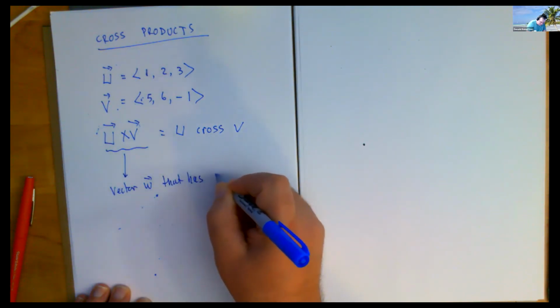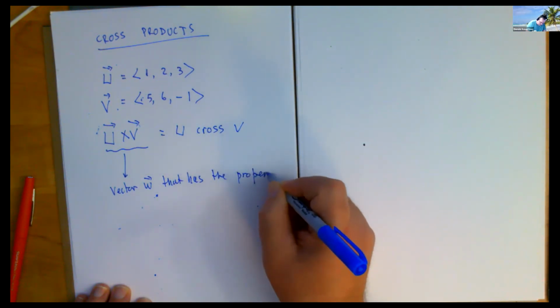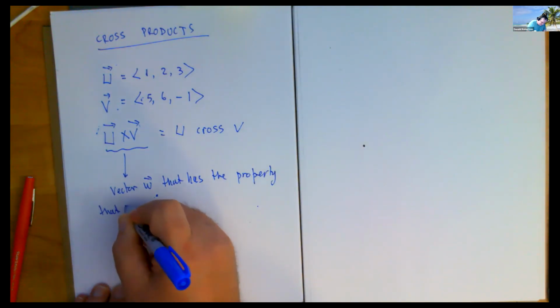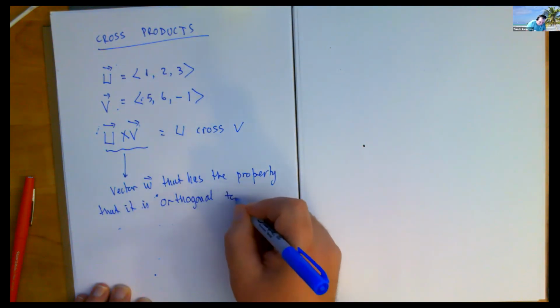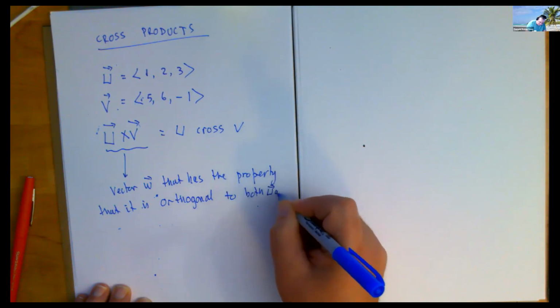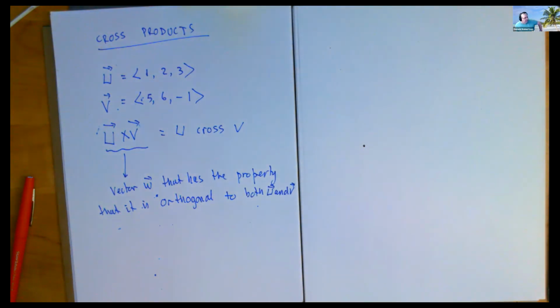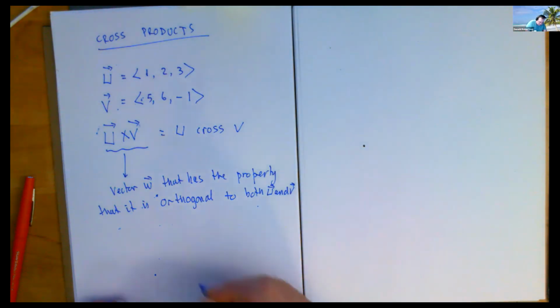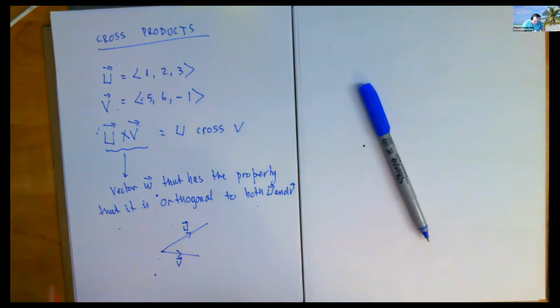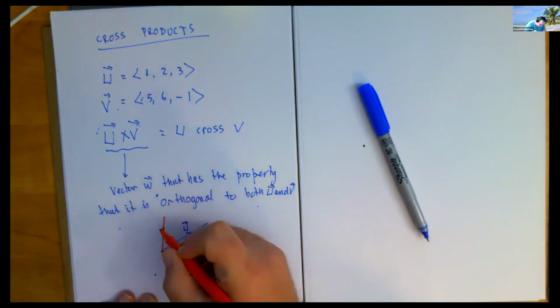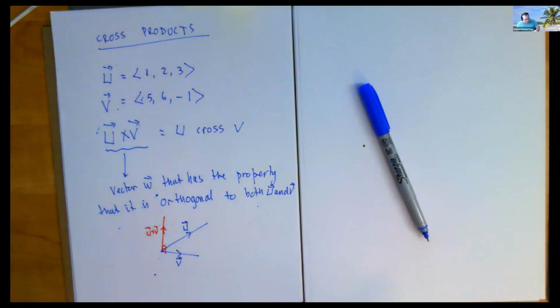That has the property that it is orthogonal, right angled, to both u and v. So if you have two vectors, one called u and the other called v, the cross product will give you a third vector that is orthogonal to both of those. Can you imagine that this was the vector u and this was the vector v? Then the cross product would be a vector that would look something like this. And it has the property that it makes a right angle with both those vectors.